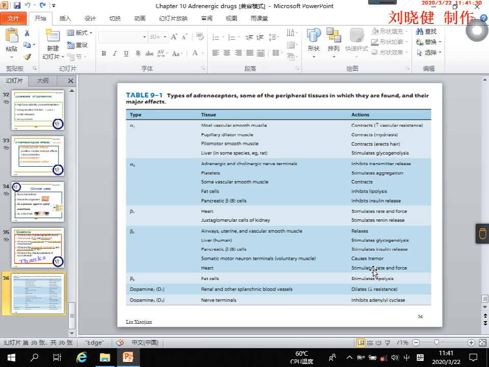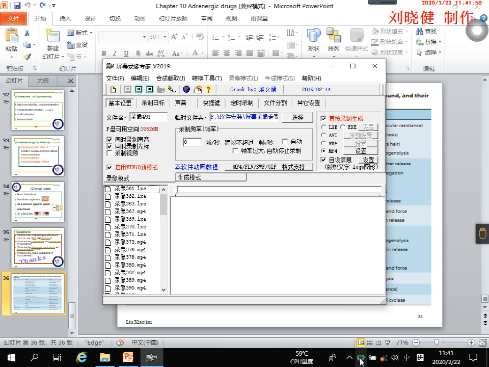Next chapter, you should study adrenergic receptor antagonists. Do you know what they are? Yeah, based on the selectivity to the receptors, they include alpha receptor antagonists and beta receptor antagonists. Okay, see you next chapter.